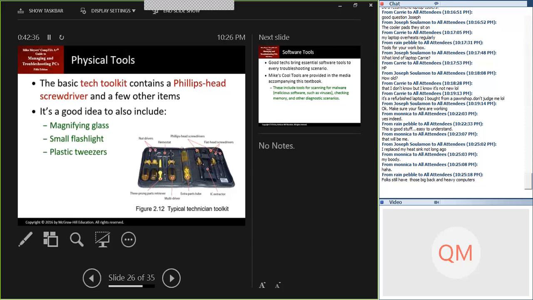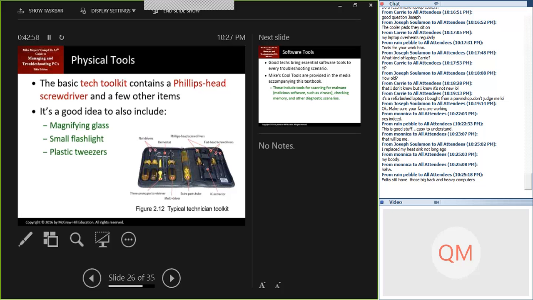If you wear glasses like me, you want to have a magnifying glass, especially when looking at a motherboard once we get inside a computer. There's writing all over the board, but most of the time you can't see it if you don't have good eyes. Plastic tweezers, because you don't want to be digging inside and causing problems with metal tweezers.